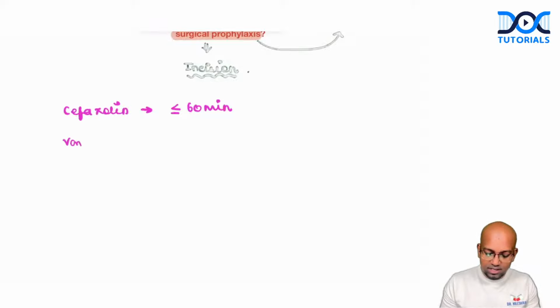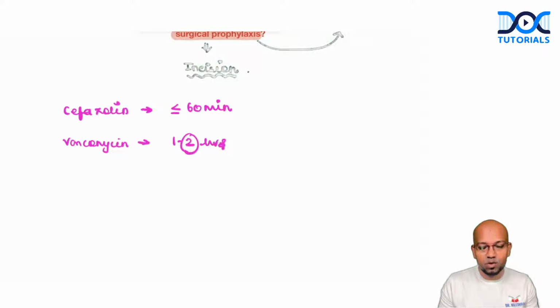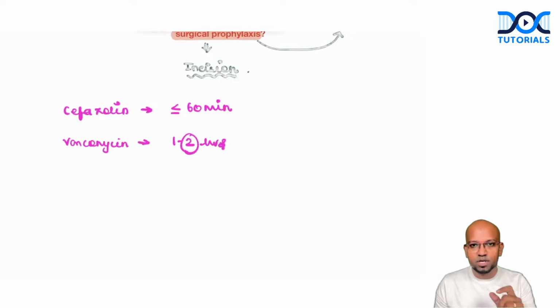But that is not the case with vancomycin. Vancomycin, we have to administer 1 to 2 hours, at least 2 hours, before the incision is put. Why is there a time difference between these two before the surgery is started?